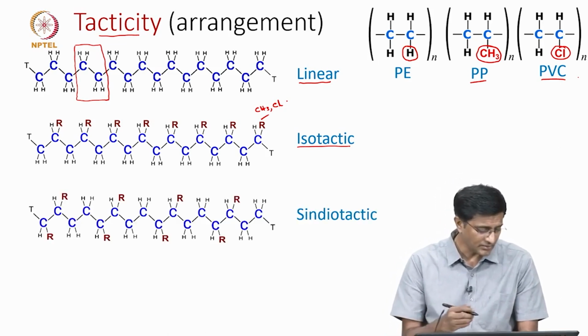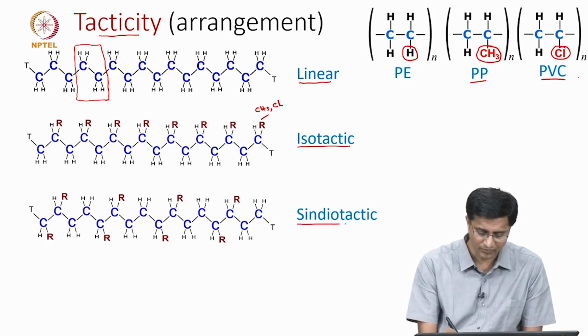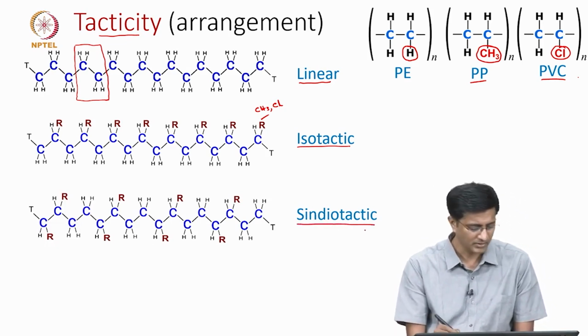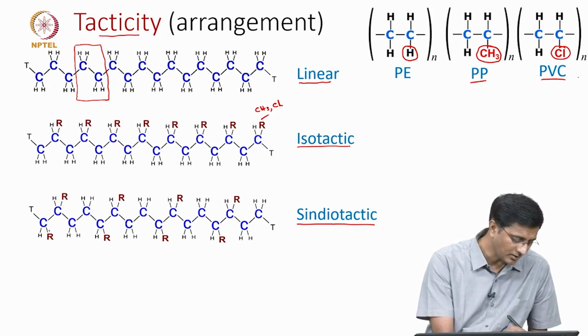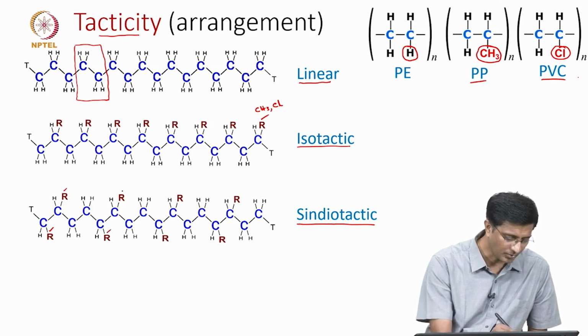Another possibility is we have these radicals in a sinusoidal fashion, which we now call syndiotactic. This is the radical now at the bottom and then to the top, and alternatively it is going from bottom to top.